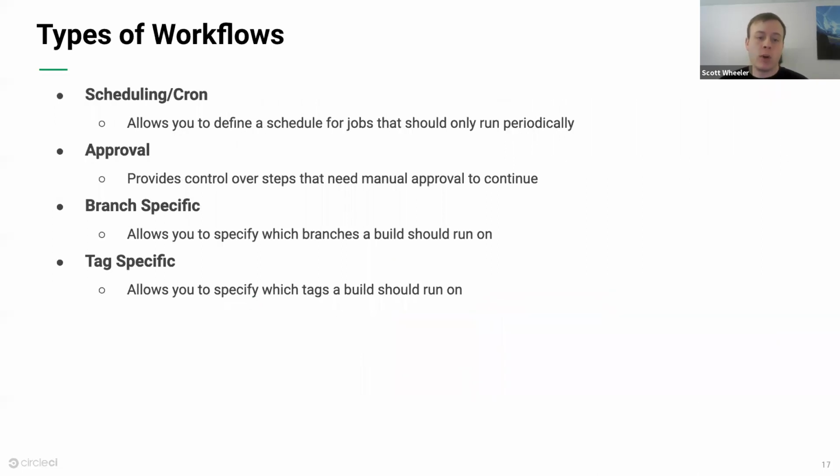There are different types of workflows, scheduling and cron. Scheduling allows you to define a schedule for jobs that should only run periodically. This could include nightly builds or maybe weekly production deployments. An approval job provides control over steps that may need manual approval to continue, such as deploying to production. Branch specific allows you to specify which branches a build should run with. Tag specific allows you to specify which tags a workflow should run with.